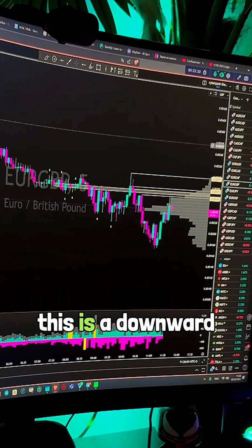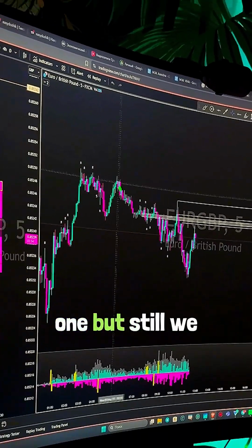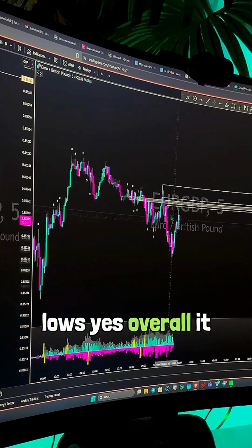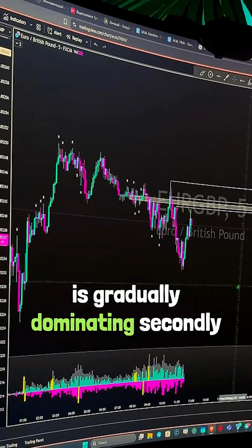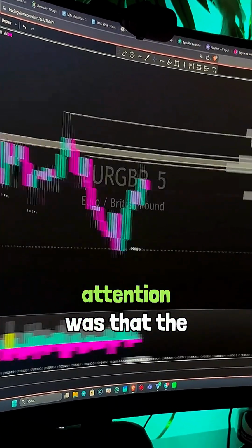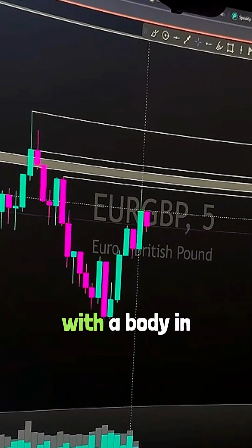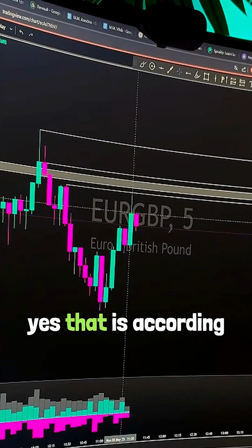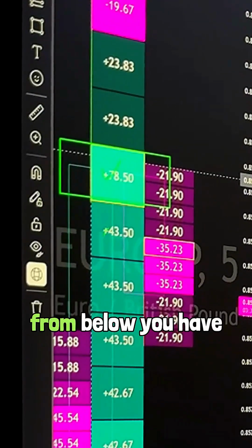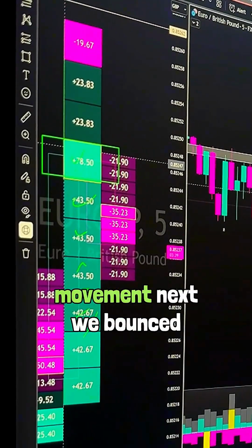So right away, again, this is a downward movement, not a strong one, but still, we are updating the lows. Yes, overall, it seems like the seller is gradually dominating. Secondly, what caught my attention was that the seller was pushed back, and at the moment the candle closed, it closed with a body in favor of the buyer. Yes, that is according to the cluster, and from below you have support for further upward movement.